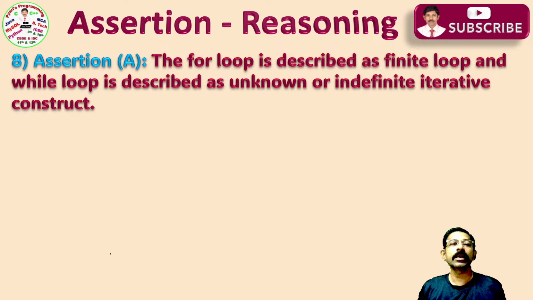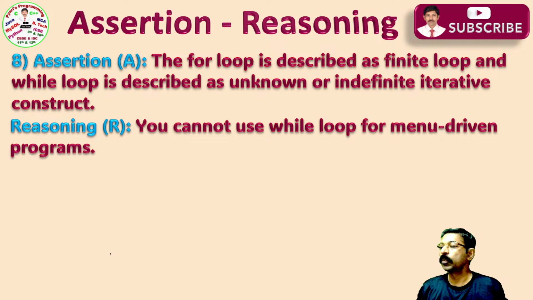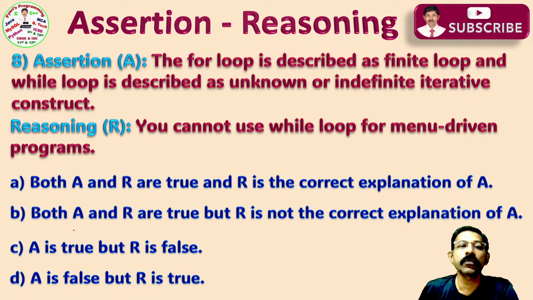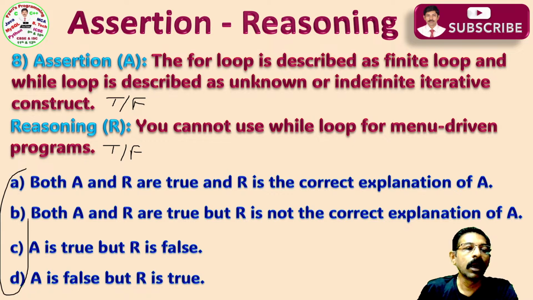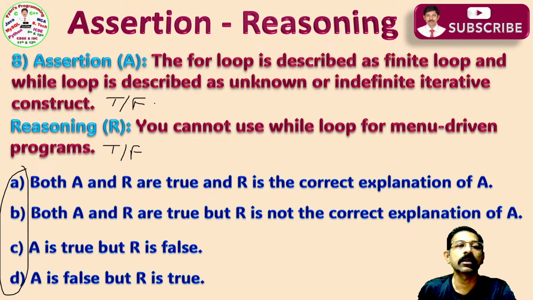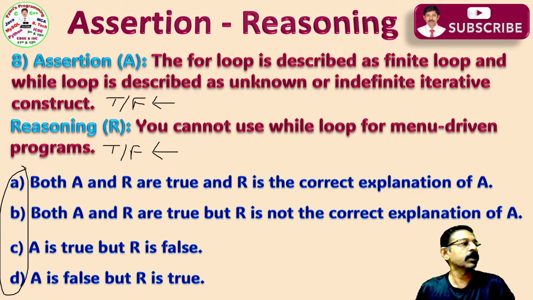Assertion and reason. You people have requested for assertion and reason, so this is the question. Go for it. You will answer like this. First of all, you will answer whether assertion is true or false. Thereafter, you will tell in your answer whether reason is true or false. After that, you will specify the option A, B, C, D. Understood everyone? How I need the answer? First, you will answer question number 8. Assertion is true or false. Then you will answer reason is true or false. After that, you will mention A, B, C, D.